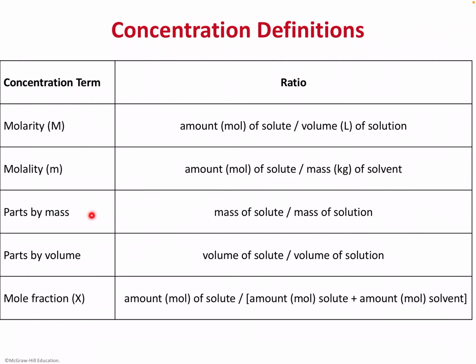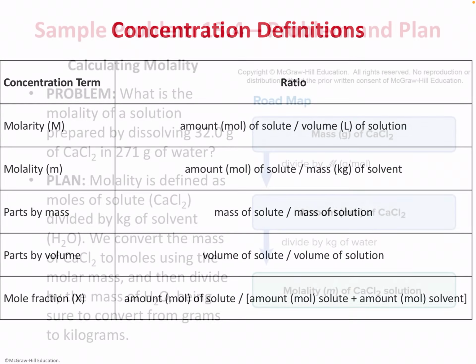And then we can also find out parts by mass. That ratio would be mass of the solute over mass of the solution. You can either use grams or kilograms, but it has to be the same unit, mass of the solute over mass of the solution. And parts by volume would be volume of the solute over volume of the solution. Mole fraction, given the symbol X, would be the number of moles of the solute divided by the number of moles of the solute plus the number of moles of the solvent. Now with these definitions, let's look at some questions.